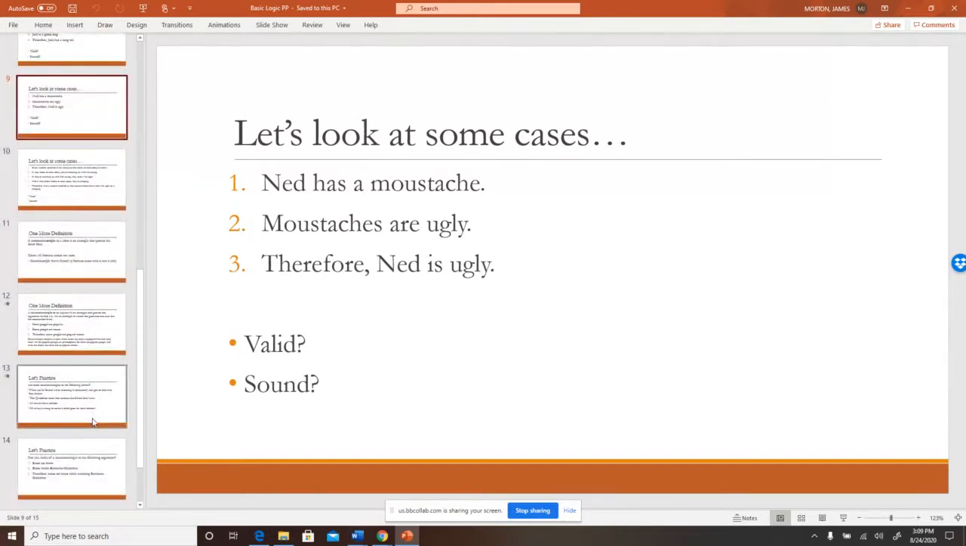Okay, here's another argument. Ned has a mustache. Mustaches are ugly, therefore Ned is ugly. Okay, take a minute, see if you can determine whether it's valid and whether it's sound. Okay, if you have paused, you're back from the pausing.